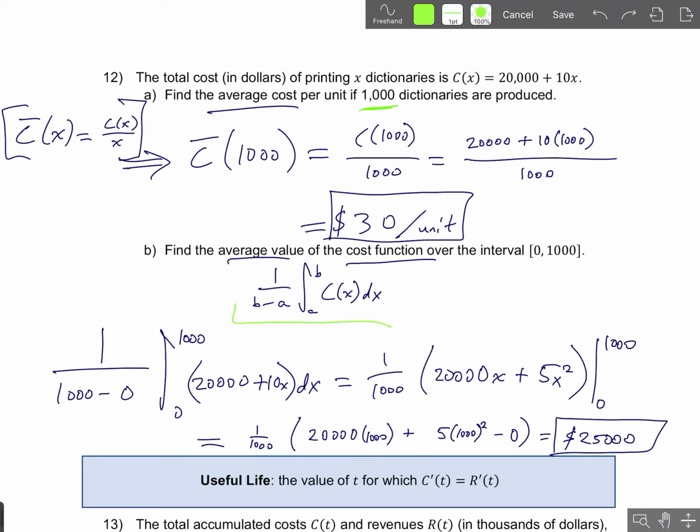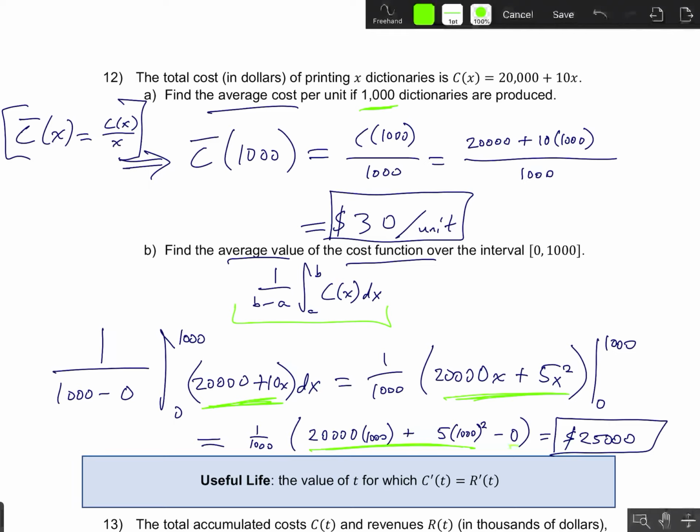If we want the average value for the cost function, then we would be using the formula that was introduced on the previous page because we want the average value of a function. And if you apply that formula, you would be integrating the cost function. When you integrate it, you should get this, and then you would evaluate at the two endpoints. If you plug in 1,000, then you get this. If you plug in 0 into this antiderivative, you just get 0. And then the expression that you get at the end simplifies to 25 grand.